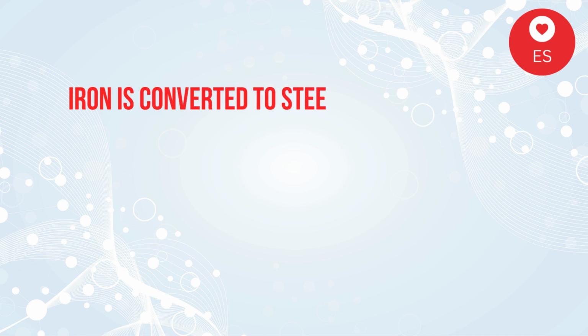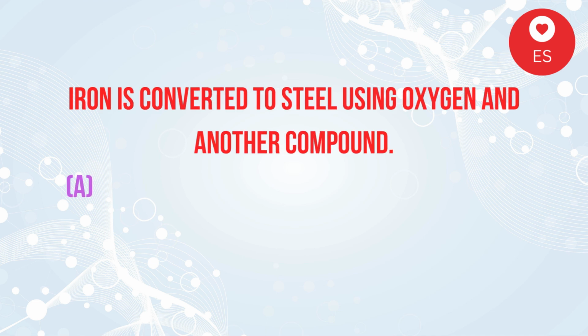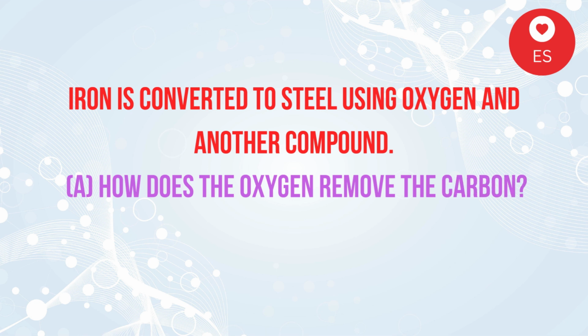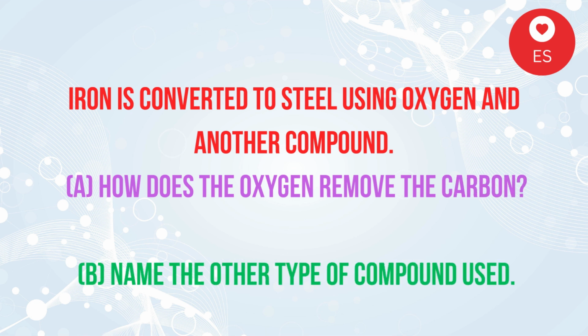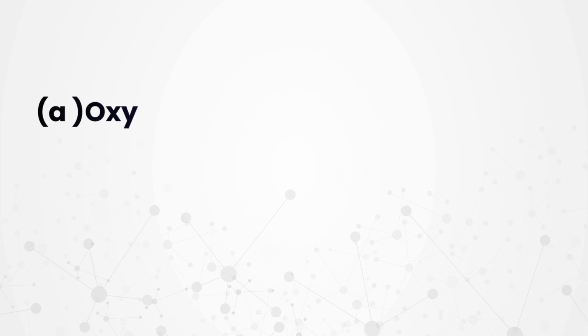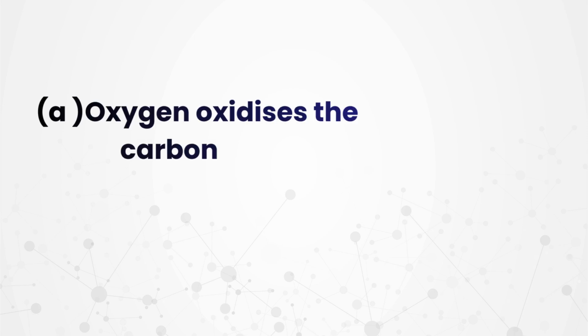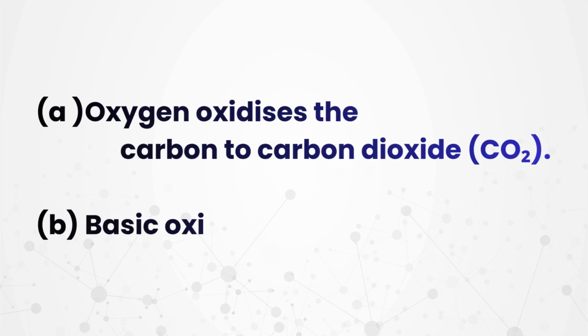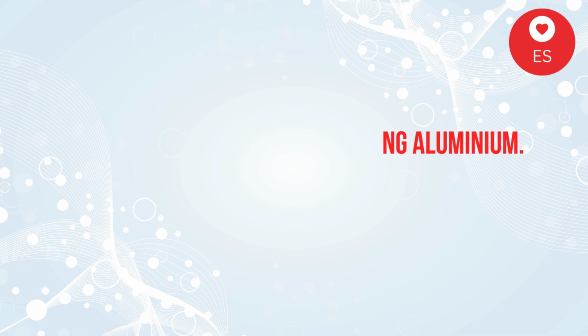Iron is converted to steel using oxygen and another compound. A. How does the oxygen remove the carbon? B. Name the other type of compound used. A. Oxygen oxidizes the carbon to carbon dioxide. B. Basic oxide.